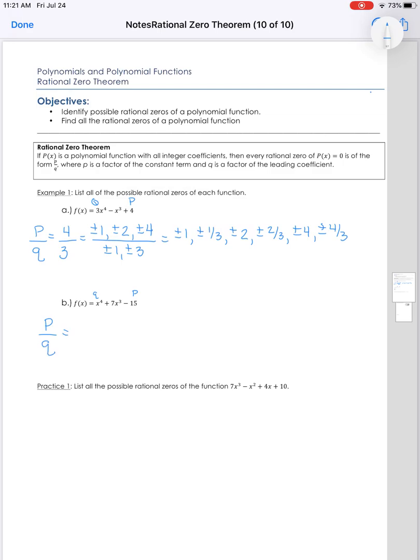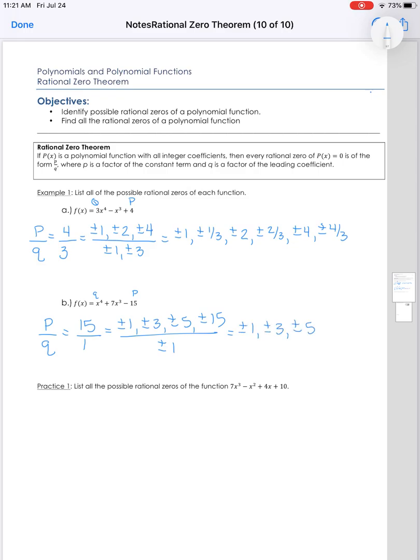Now I jump to 2. 2 over 1 is 2. 2 over 3 is 2/3. 4 over 1 is 4. 4 over 3 is 4/3. So those are all possible rational zeros. Not saying they are all the zeros, but those are all possible.